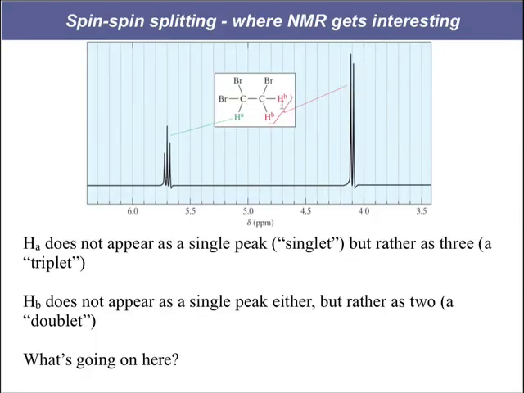The B's are next to 1. That 1 can be up or down, so they're going to split into a doublet. The A is next to 2, which can be up, up, up, down, down, up, which is the same as up, down, or down, down. So we've got up, up, down, and down, up, and then down, down. 3 different possibilities means that it splits into a triplet.